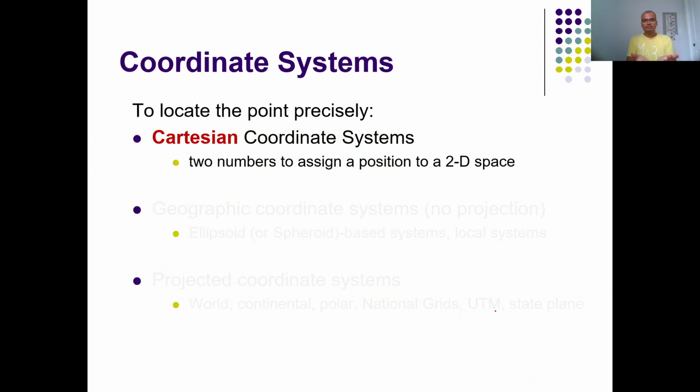So once we have a model of the Earth, or a model of a geographical area, maybe a smaller geographical area or a wider geographical region or the entire globe, then over the model we can develop a coordinate system. We call it a system of coordinates or system of values. So to locate a point precisely, we can have three different coordinate systems to represent the Earth surface, which include Cartesian coordinate systems, geographic coordinate systems, and projected coordinate systems.